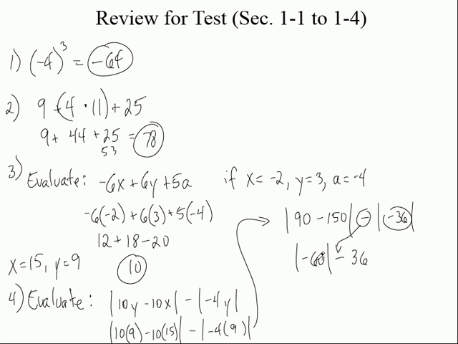All right, let's do this. The absolute value of negative 60 is just positive 60 minus 36. And let's see, what's that? 24, is that right? And that's your answer right there.